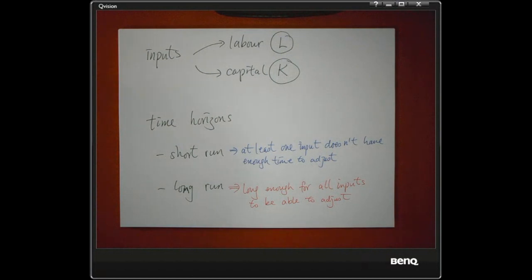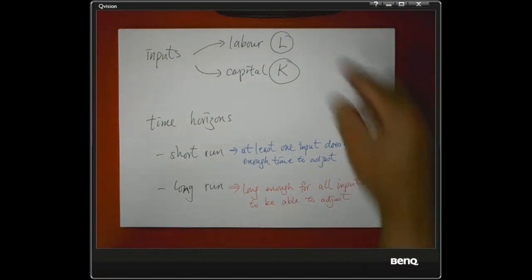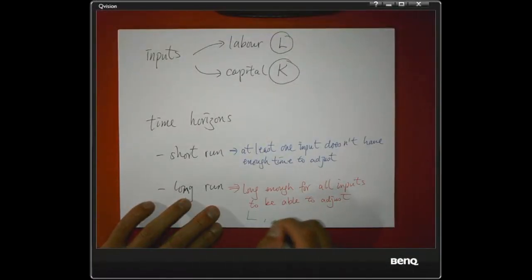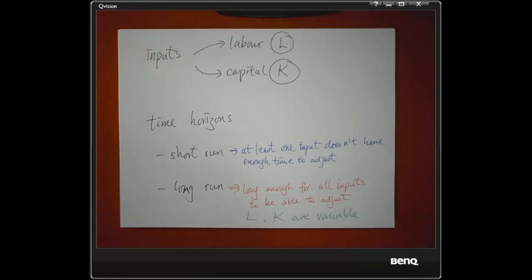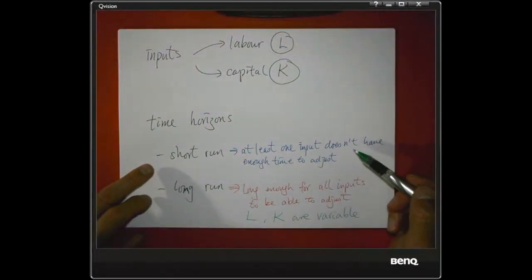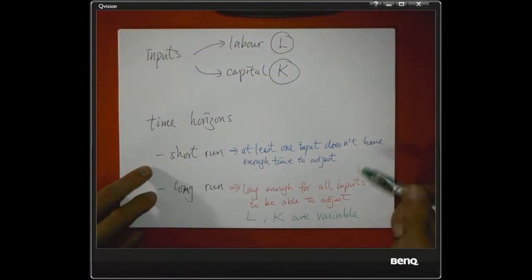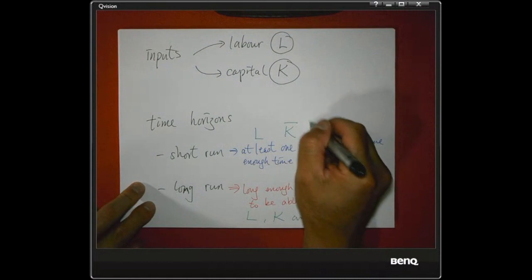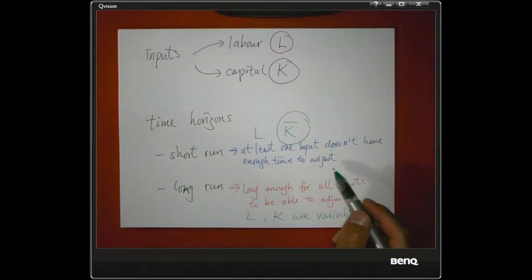So, if we have two inputs, in the long run, labor and capital are variable. That means we can adjust the amount of labor and capital used in the production process. But in the short run, one of these two inputs cannot be adjusted or varied. Typically, of labor and capital, capital will be the one that is not able to adjust.